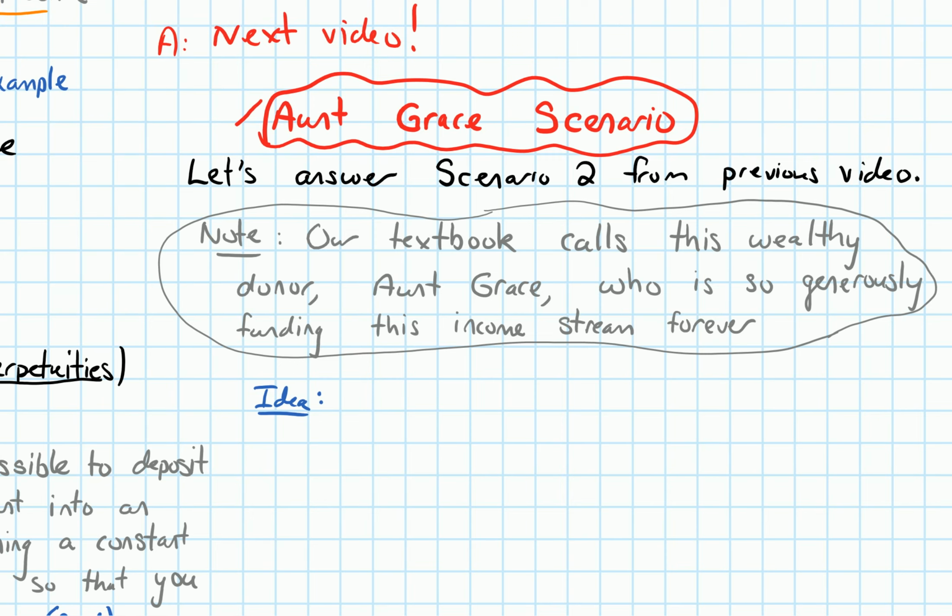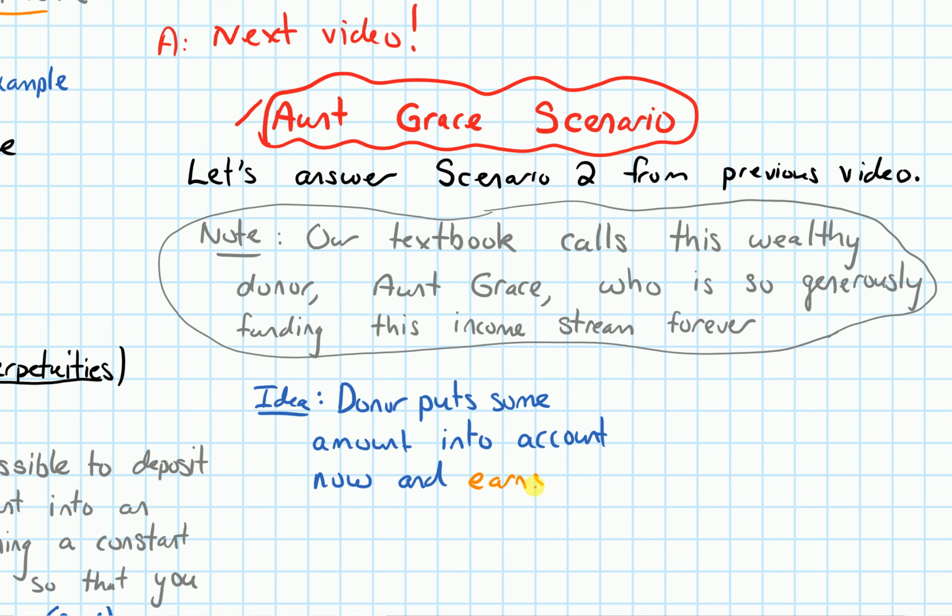So the idea is the donor puts some amount into an account now, and then they just leave that alone. All that's going to happen is it earns interest. They're not going to add extra money later. They just have to put some amount into it now and then let it go and earn interest.